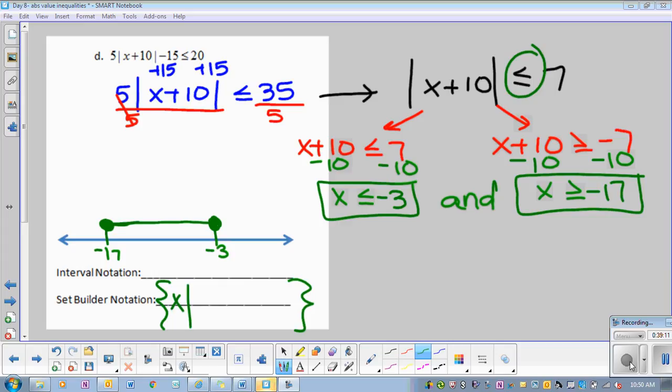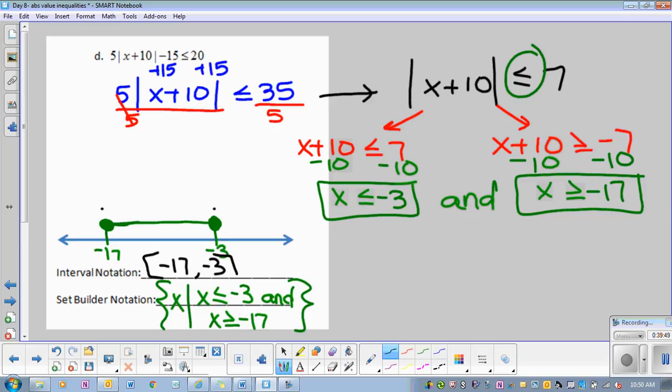Okay, set builder. Braces, X bar. Right? And then my interval notation. Remember, look at this graph. From the left, this starts at negative 17. And it goes all the way to negative 3. Kevin, what notation do both of those get? Bracket, because they are both closed circles. Good. All right, questions?